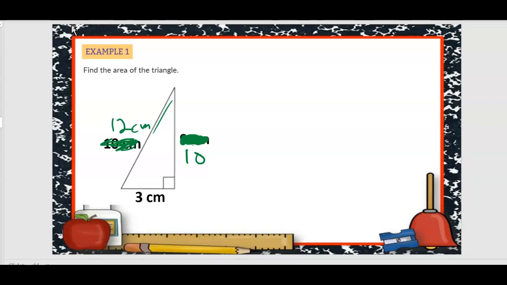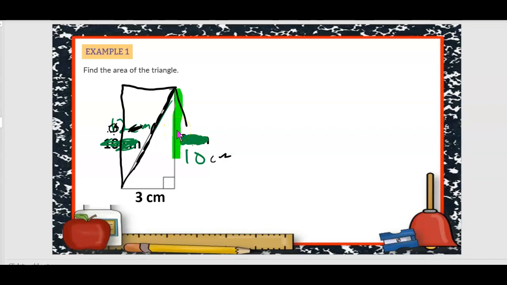You could think of it as a rectangle. That's what I would do. I would think of this as a rectangle. So if I drew the other half of this rectangle, it would look like this, right? Now I would do base times height. Now remember, this 12 represents this. So that's where they try to trick you. We're not even going to use that number. We're just going to use this 10 centimeters, which is the height.